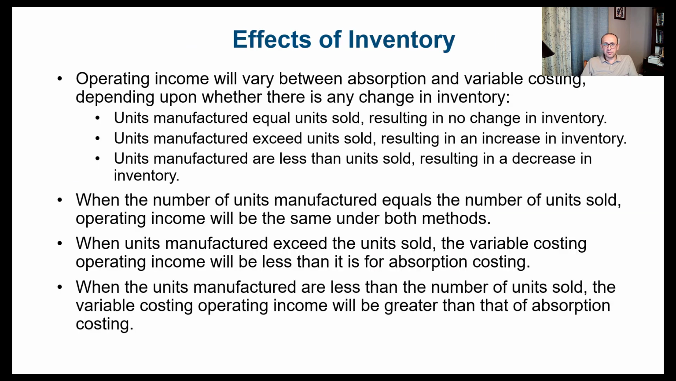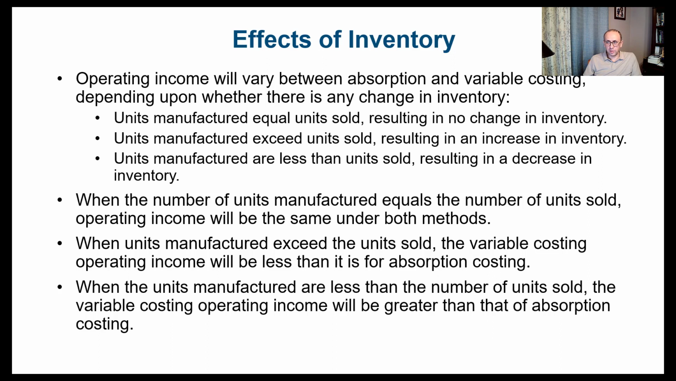Now let's talk about the effects of inventory. Operating income will vary between absorption and variable costing depending upon whether there is any change in inventory. Again, if the units manufactured equal units sold, this would result in no change in inventory, and the two methods would give us the same operating income. When units manufactured exceed units sold, this results in an increase in inventory, and that's normal.